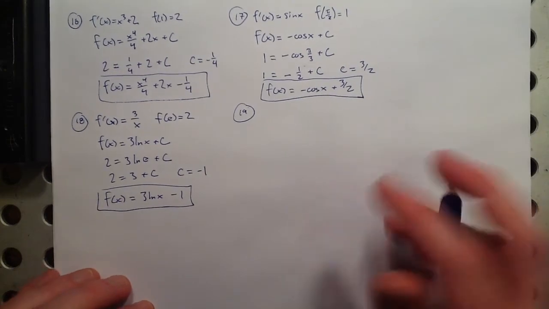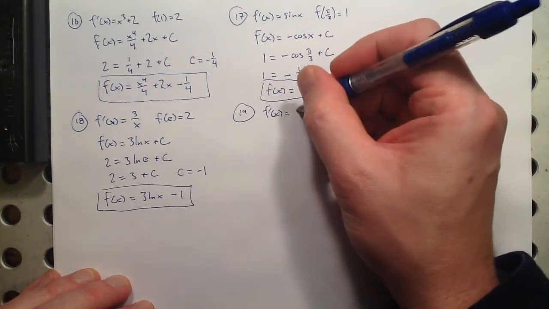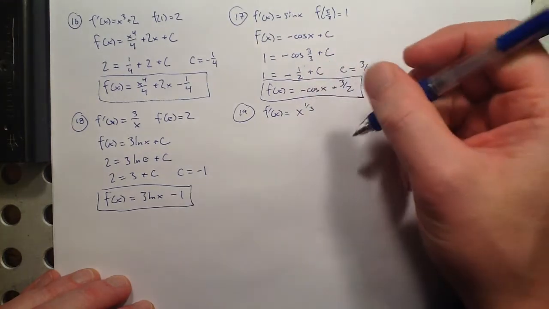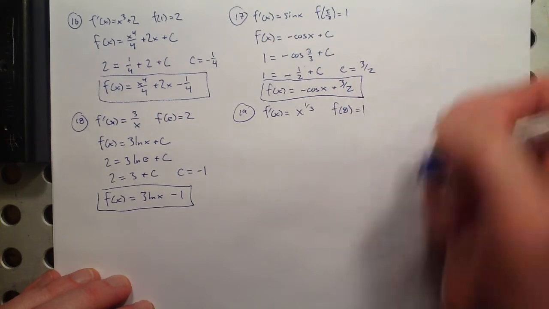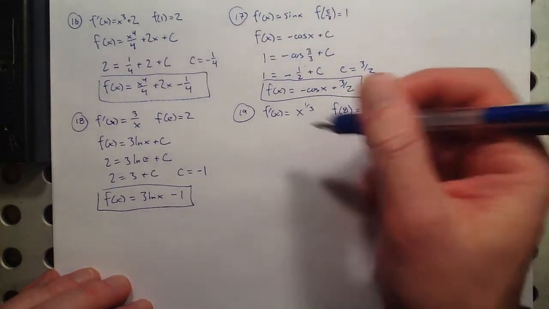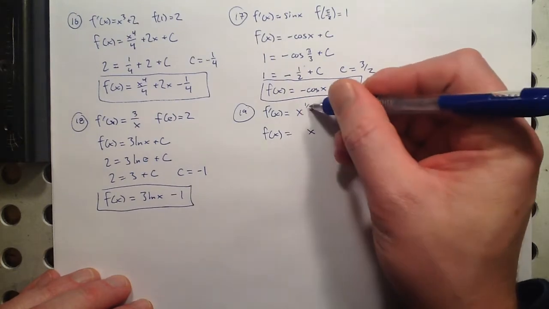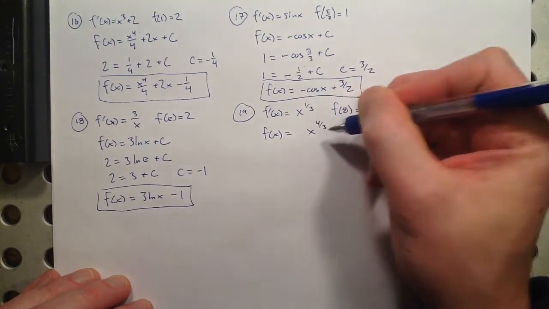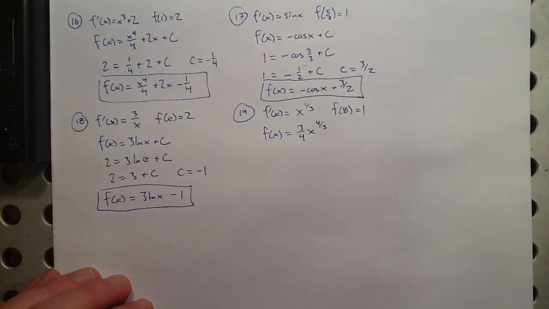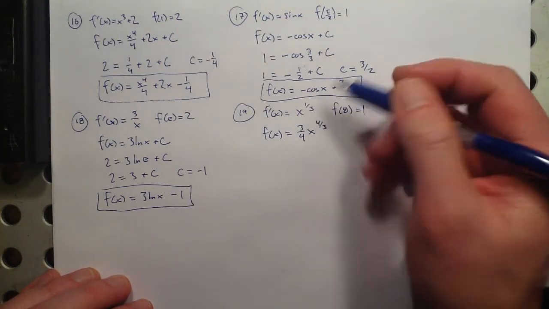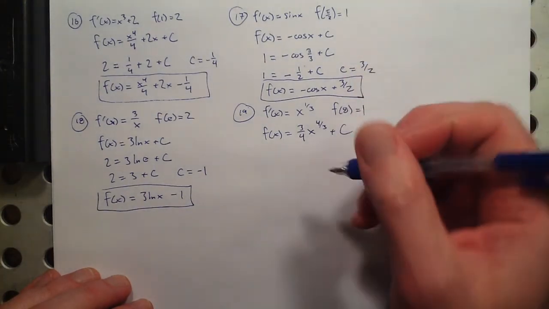Number 19, f prime of x, it says the cube root of x. I'm going to write it as x to the 1/3 because that's more calculus friendly. And f of 8 is equal to 1. The antiderivative of that, we bump the exponent up 1 and then divide by the new exponent. You can check that real quick, make sure that's the right derivative. Plus c. Then we plug in our point.